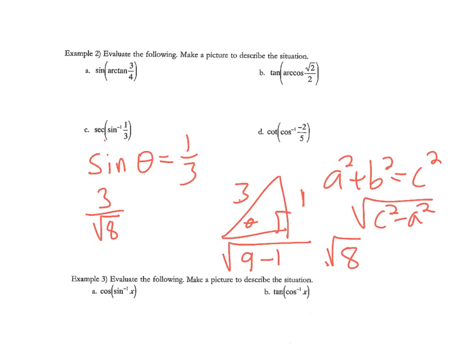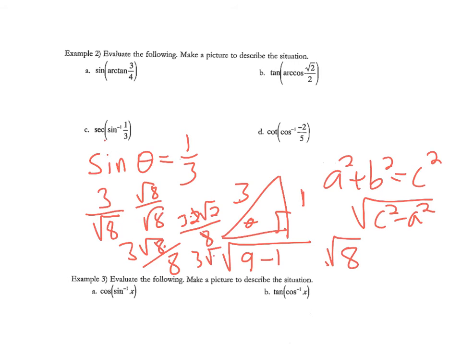And then, of course, if they want us to rationalize it, I'll just multiply by √8/√8. So 3 square roots of 8 over 8, and that doesn't simplify. I mean, I guess I could. I could take out, this is 4 times 2. That would be 2 square roots of 2 over 8, and then the 8 cancels out with the 2. So we could simplify this to 3 square roots of 2 over 4.